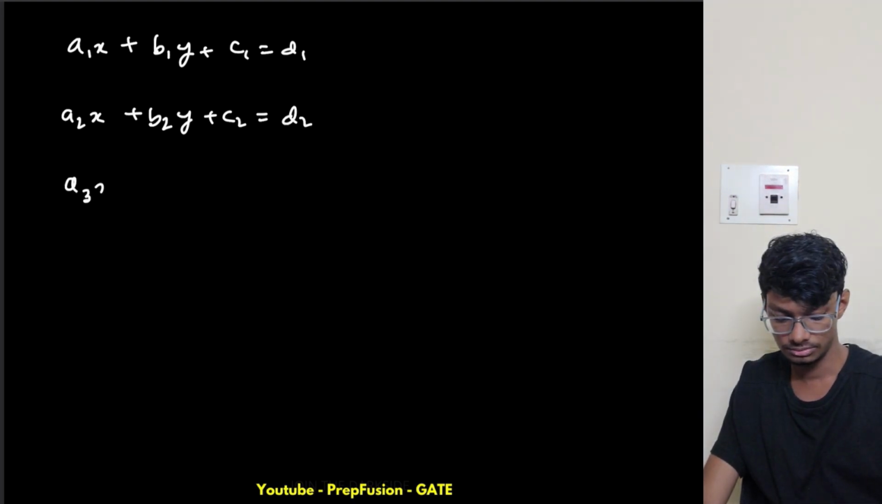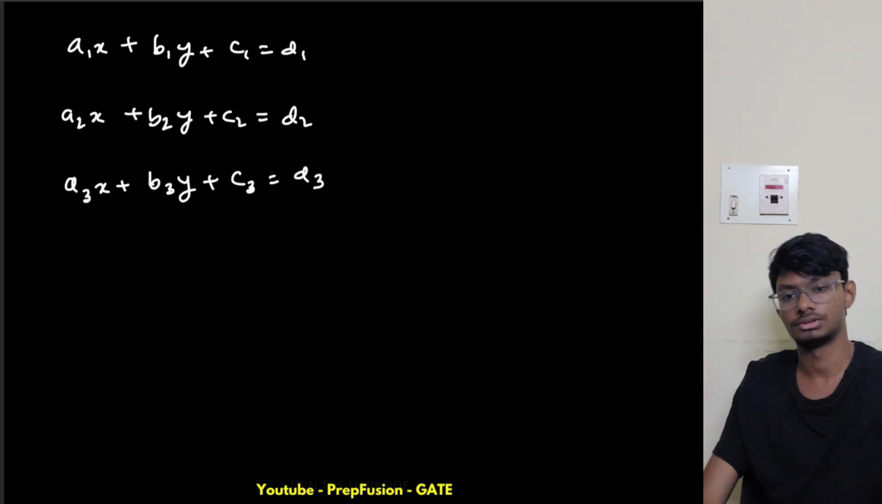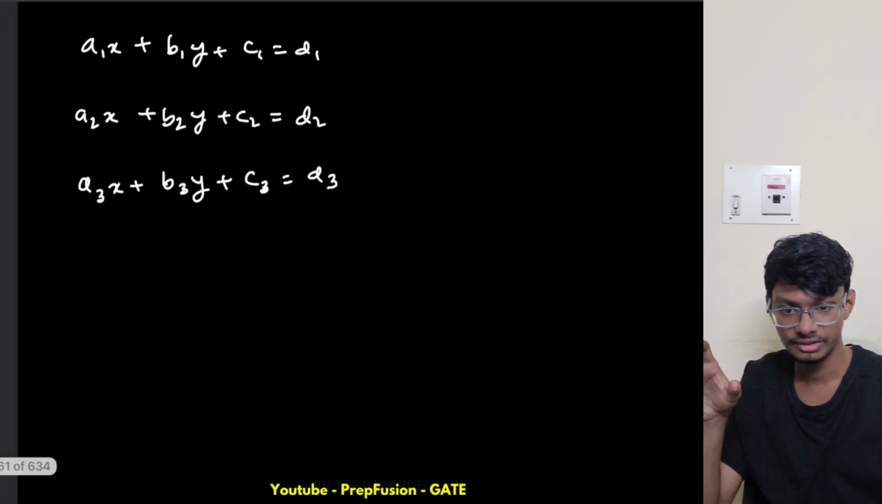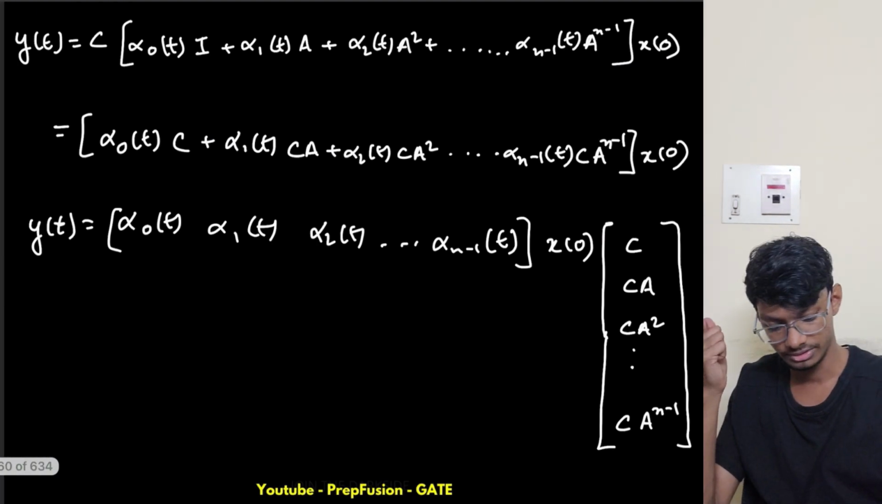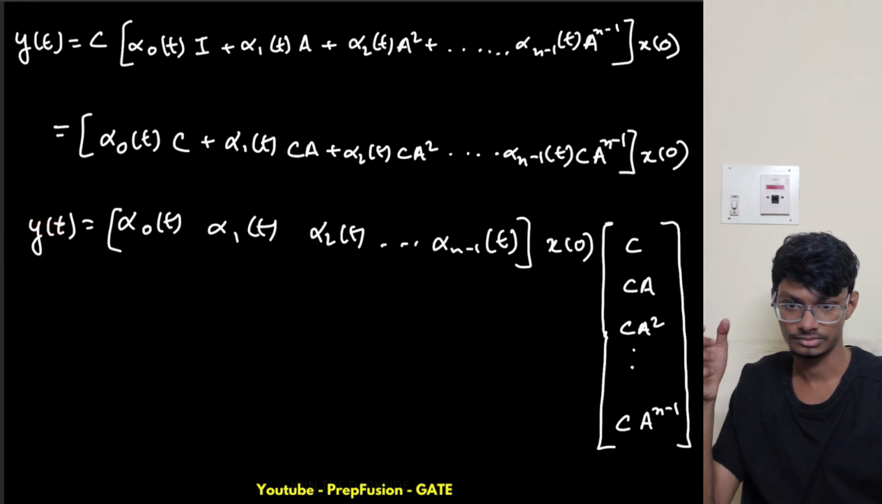And a3x plus b3y plus c3z equals d3, okay. So this is Cramer's rule basically. So for observability, what are my x, y, z? So x, y, z is basically this one, right. This one is my x, y, z, okay.